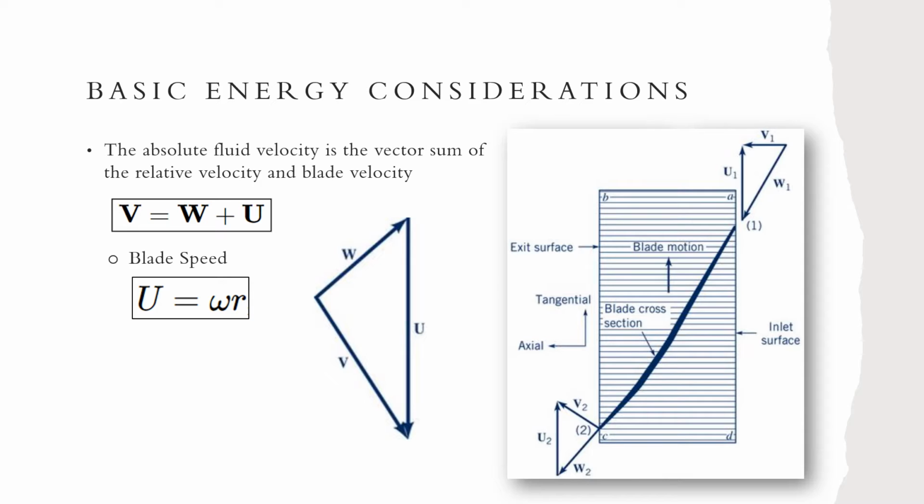Although flow inside a turbo machine is complex, the essential phenomena can be illustrated by use of simplified flow considerations and velocity diagrams. The actual fluid velocity V can be denoted as the vector sum of the relative velocity W and the blade velocity U. The figure on the right represents idealized flow through a fan.